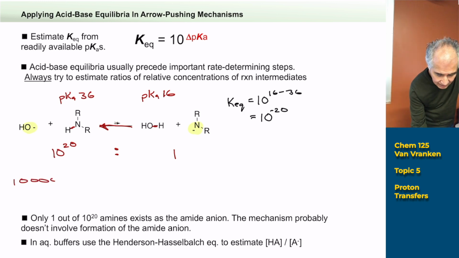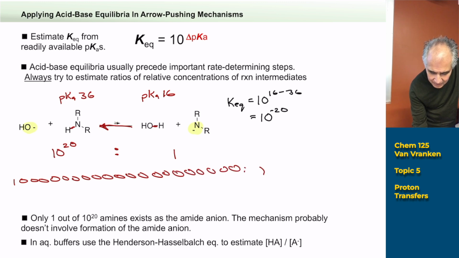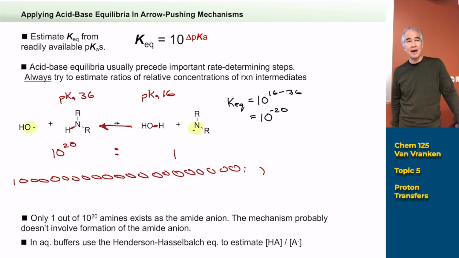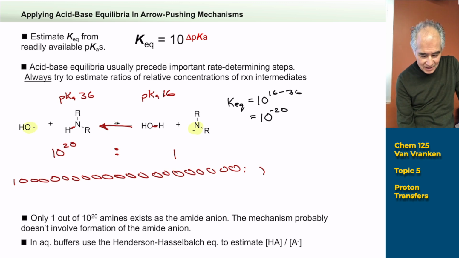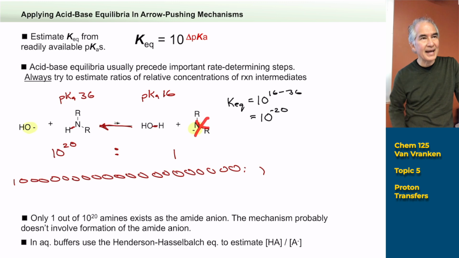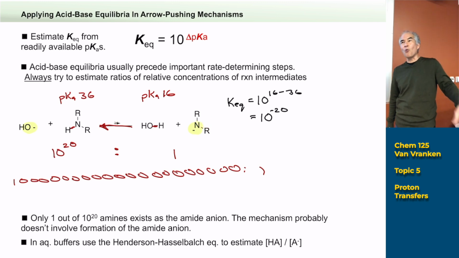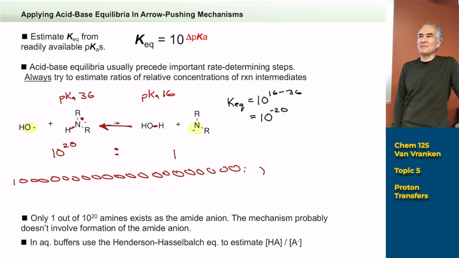Right? That's crazy. I hope that's 20 zeros, but you get the idea. It's that many to 1. In this reaction, it is more likely that hydroxide is going to be the nucleophile, not this amide anion, where maybe about 1 molecule in your flask exists in that deprotonated form. That's not plausible, that the amide anion is going to attack anything.